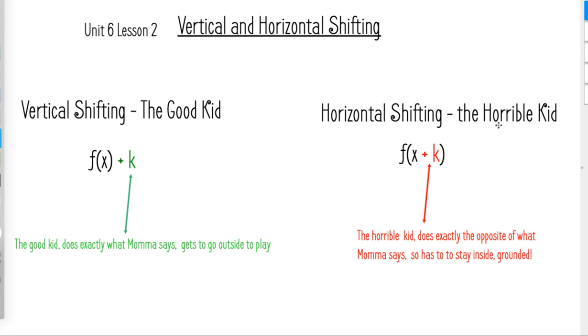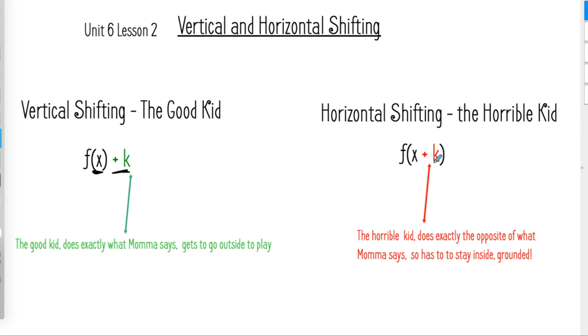So hopefully you remember. This is just some stupid things that over the years my classes have come up with. The good kid does exactly what mama says. Therefore, a vertical shift is always on the outside of a parentheses. Notice right here, here's my parentheses, but the shift is on the outside. And we came up with a saying for that too: if you're the good kid, you get to go outside and play. You're not grounded.